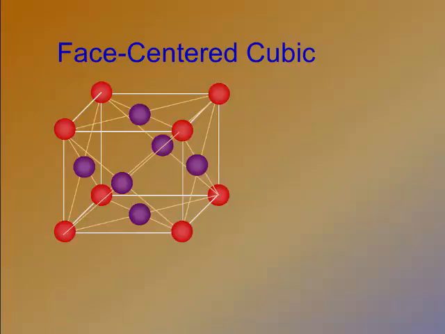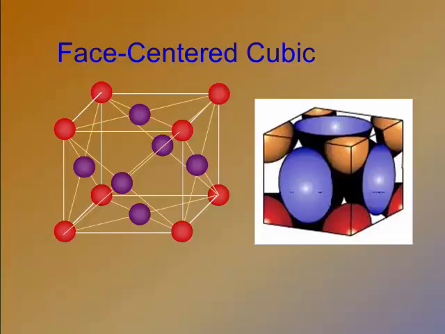A face-centered cubic unit cell has the corner particles plus a particle in every face of the cube. How many atoms per unit cell here? Again, 1/8 of the 8 corner atoms plus half of each face atom. And there's 6 faces, so half of 6 is 3. 3 plus 1 from all the corners is 4 atoms per unit cell.